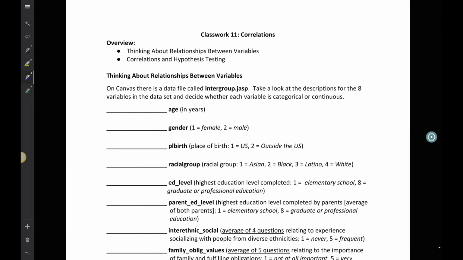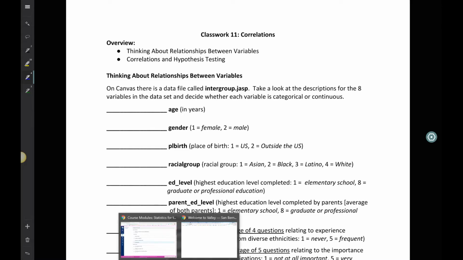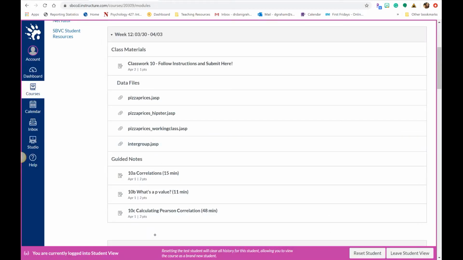Okay, here we go with classwork 11, correlations. So this first page, I'm going to have you think about the relationships between different variables from a data set. Now the data set is available on Canvas. You can find it in this week's module.